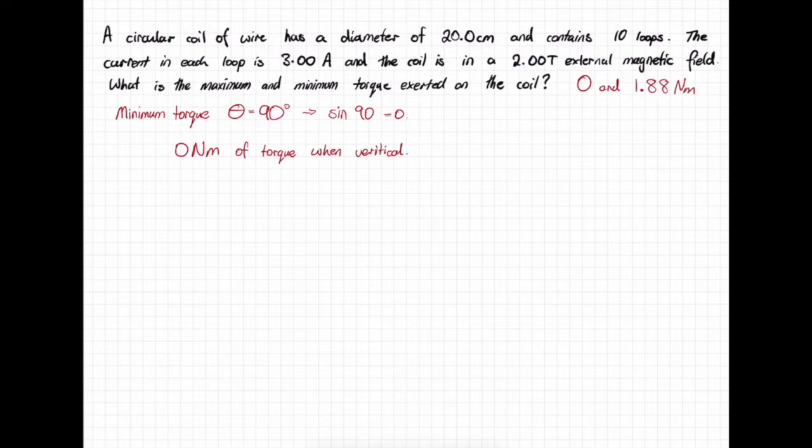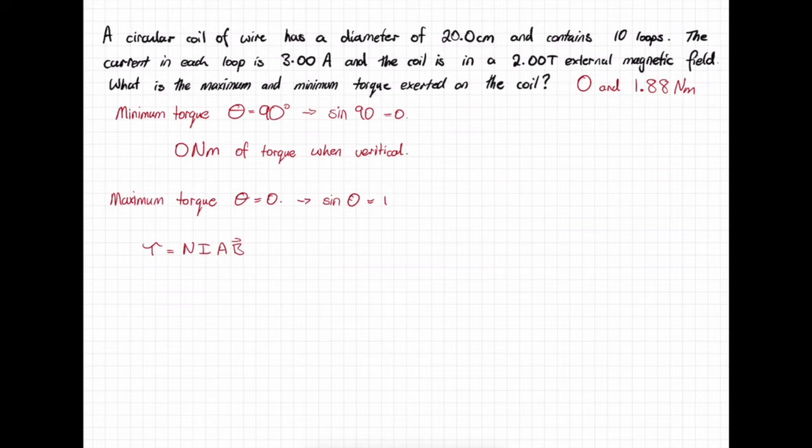Our maximum torque will occur when theta is equal to 0. That gives us that sine of 0 is equal to 1. So our equation for the torque is going to be equal to N, the number of coils, the current, the area, and the magnetic field. Sine theta is going to be equal to 1, so I'm just going to leave that out.